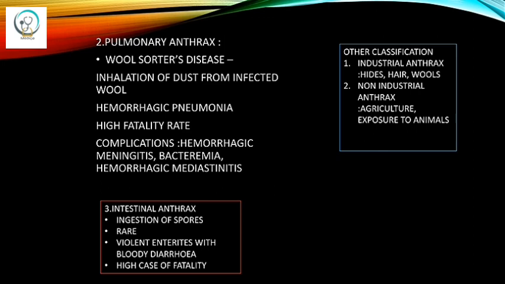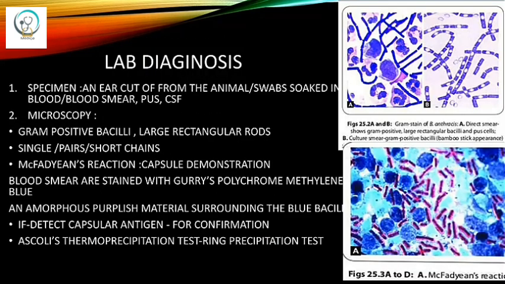Then another classification of anthrax is industrial and non-industrial. Industrial anthrax includes the hides, hair, and wool industries. Non-industrial anthrax includes agriculture and exposure to animals. Then about its lab diagnosis.